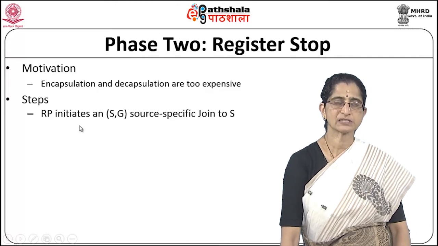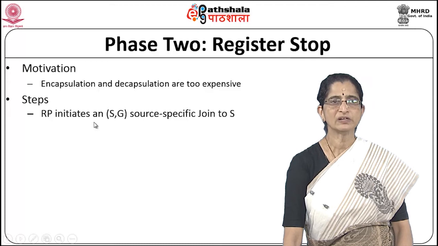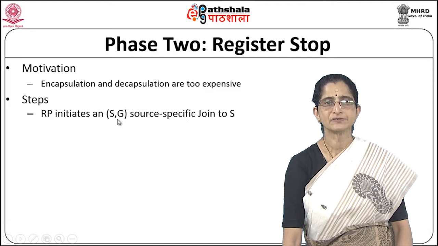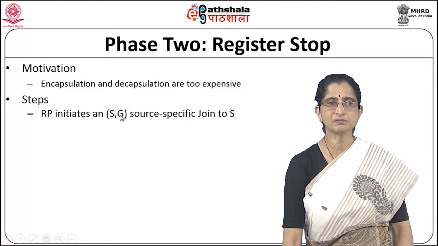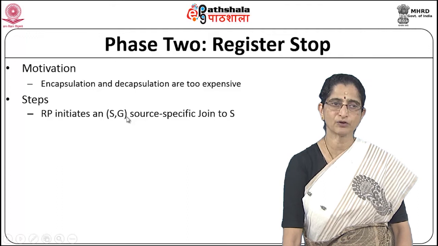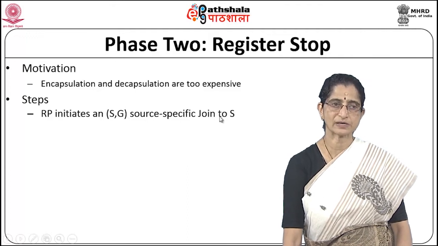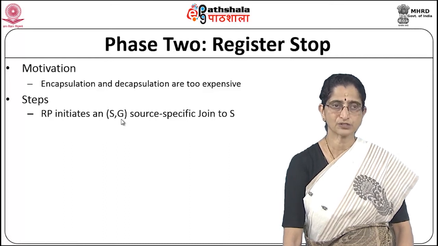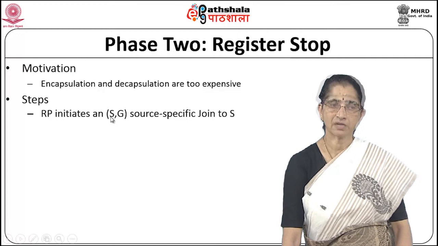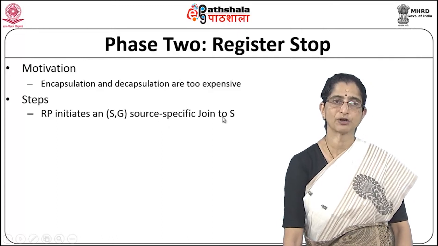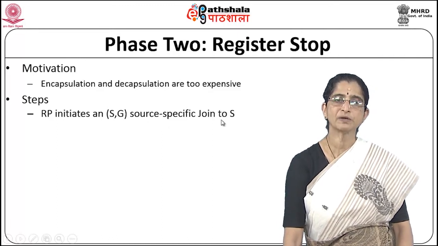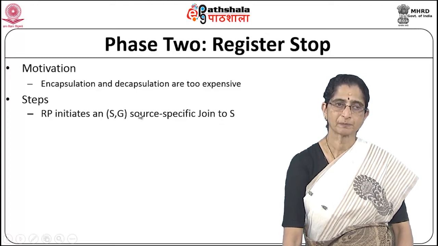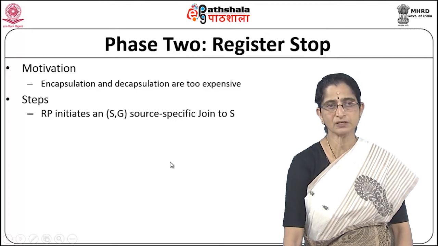The first step is that the RP will initiate a source specific join to S. What do you mean by source specific join? It says that for this source S, I am interested in packets which are meant for this group G. So this information is sent to S, which means you are looking at the RP, which is connected to the rest of the routers who are interested in this group. The RP is now sending a source specific join to S. So now you have a tree rooted at S, and from S you will have a path to RP, and from RP you will have a path to the rest of the members.